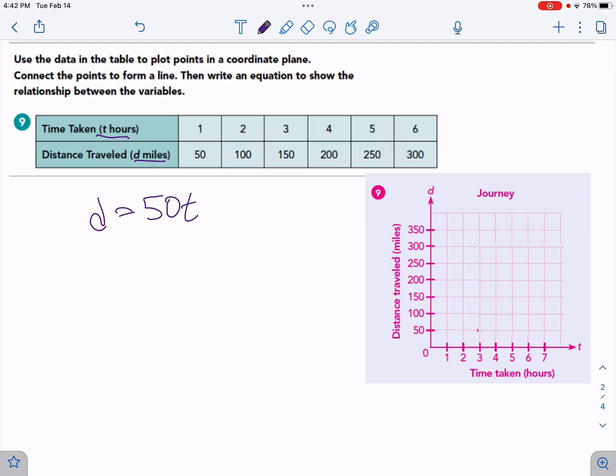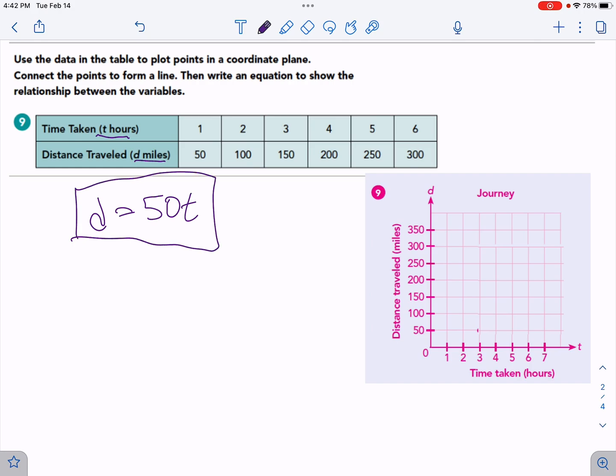Now, why is that the equation? Well, I see that if I travel 1, I get 50. If I travel 2, I get 100, which is 50 times 2. 3, 150, which is 50 times 3. 4 is 200, which is 50 times 4. 5 is 250, which is 50 times 5, and 50 times 6 is 300. All right, so for the distance, I'm multiplying 50 by the number of hours that is being traveled. All right, so this is my equation.